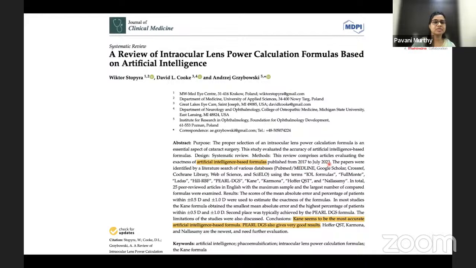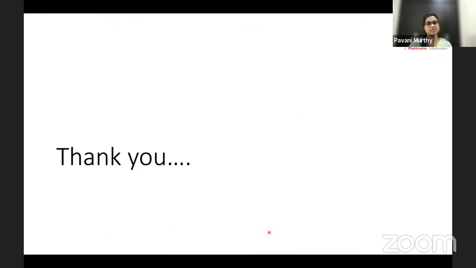This is a recent publication which came out in 2024. It discusses the artificial intelligence-based formulas. This has concluded that Kane is the best out of the ones which were tested. The list is mentioned here. Kane was seen to be the most accurate artificial intelligence-based formula, followed by Pearl DGS. The nutshell is that try to use multiple formulae, preferably newer generation, for more accuracy in all your surgeries.